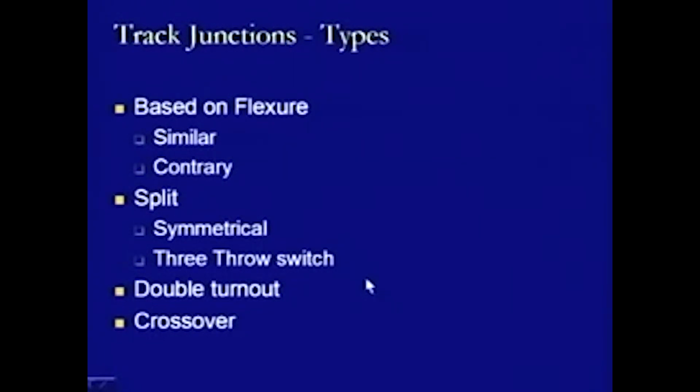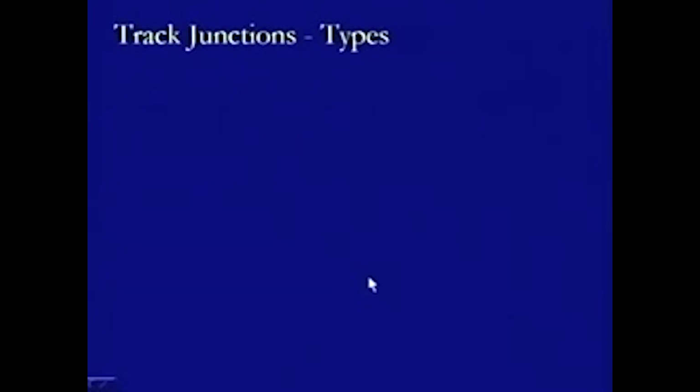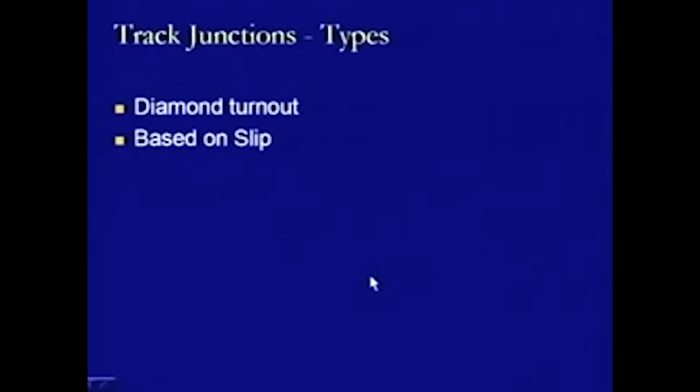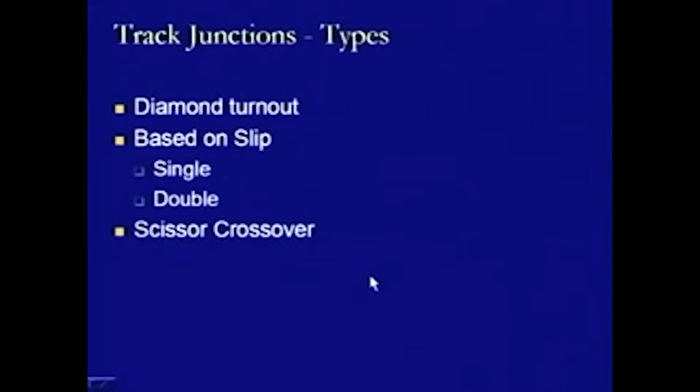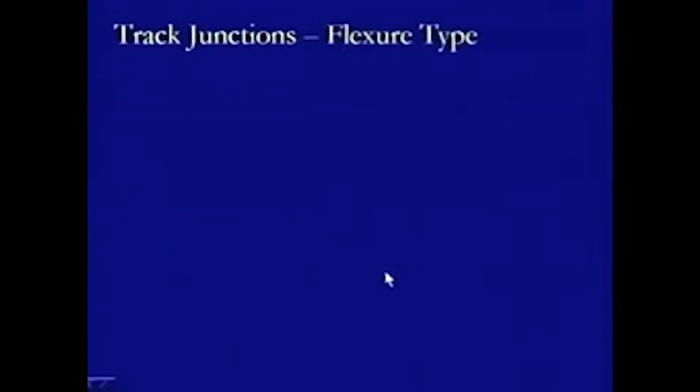Then crossover, that is from one side to the other. Further, there can be a diamond turnout based on slip. Again, it can be defined as a single slip turnout or track junction, or a double slip turnout or track junction. We have scissor crossover, we have gauntleted track, and we have triangle. So, these are different types of track junctions which are provided depending on the specific function they have to perform or the requirement of that track or area.